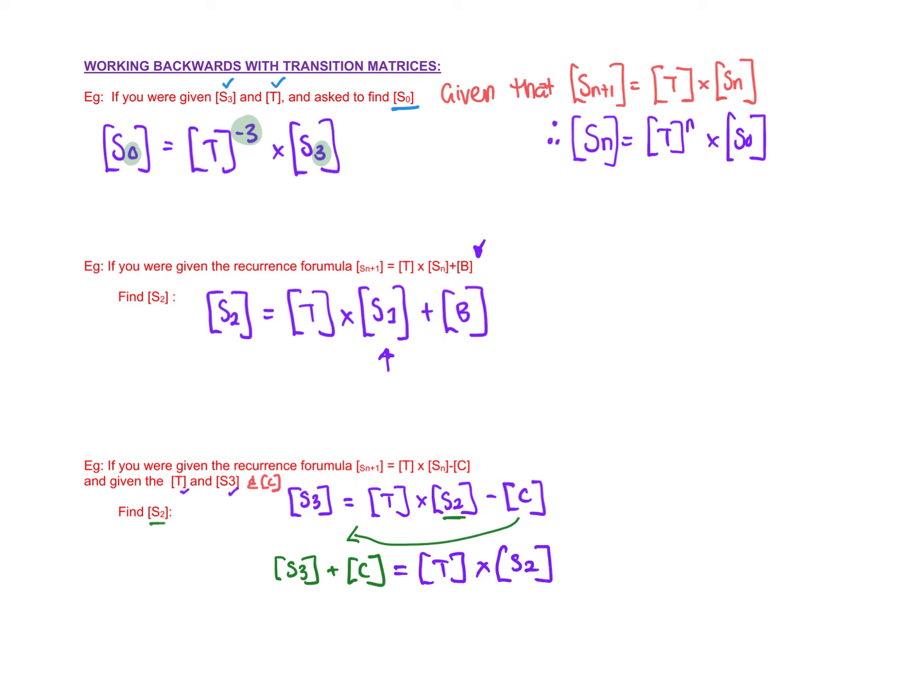Now I'm trying to get S2 by itself. So I essentially want to move this over an equal sign. Now this was timesing, so it's dividing on the other side, so it means I want to times by the inverse. So I'm going to do transition to -1, and then it would be timesing what we just did here, which was S3 plus C, and then it essentially would be left with just S2 on the other side. So this would be how we go backwards. So you just got to do it step by step.